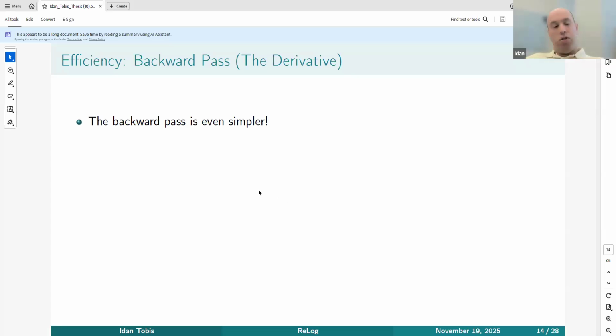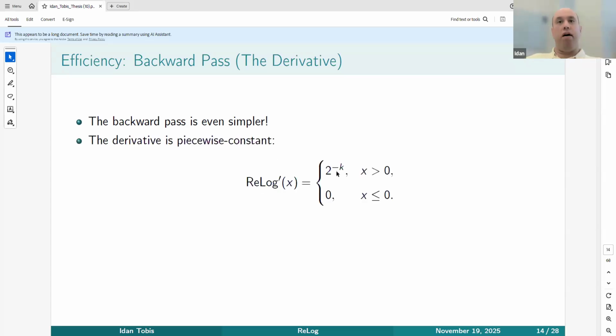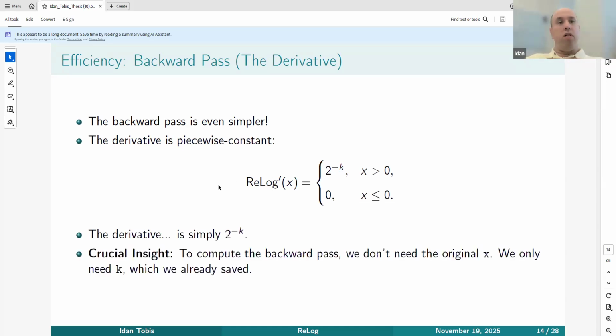Now, in neural networks we also need a backward pass. The backward pass is even simpler because we already have k, since we saved k. So we can just create a new number, 2 to the power of minus k. Okay, a very fast operation, and we don't need x, we don't need anything. We just either return 0 or 2 to the power of minus k. Okay, so that would be the derivative, and the crucial insight is that we don't need the original x. We just need to save k, and we already did that on the forward pass.